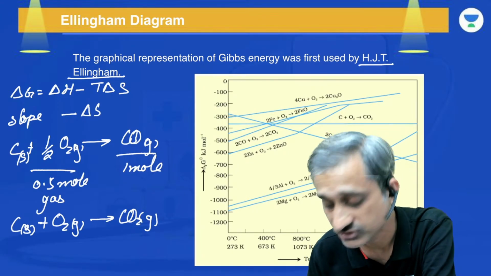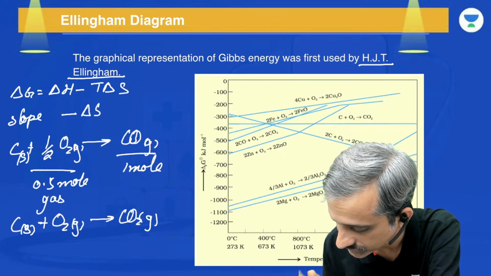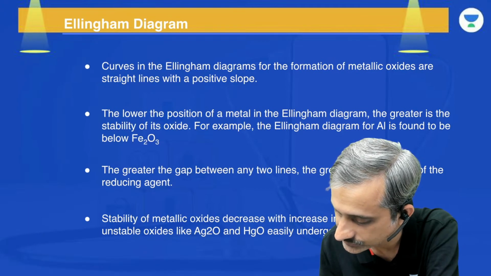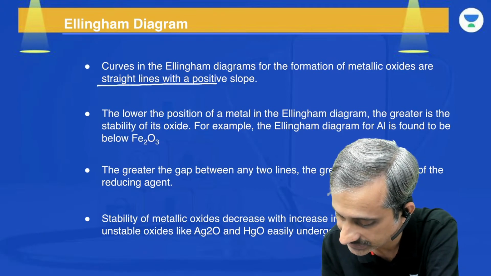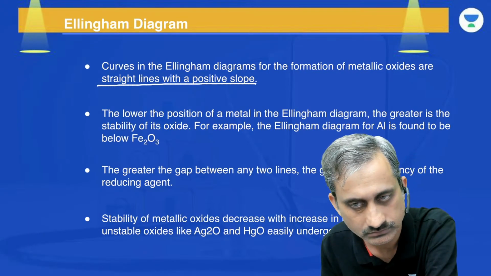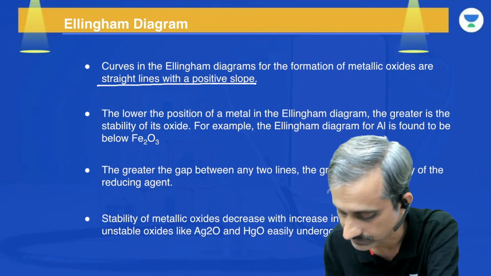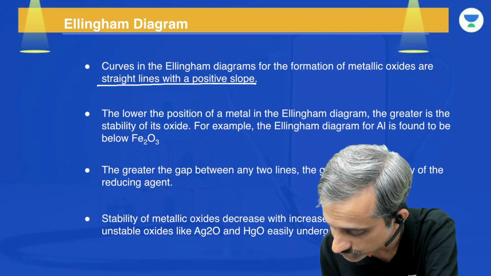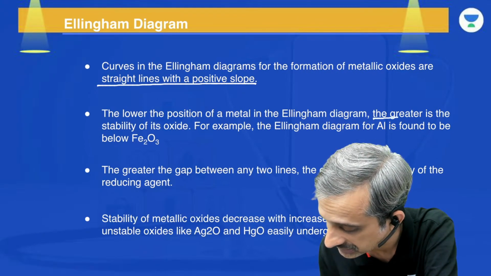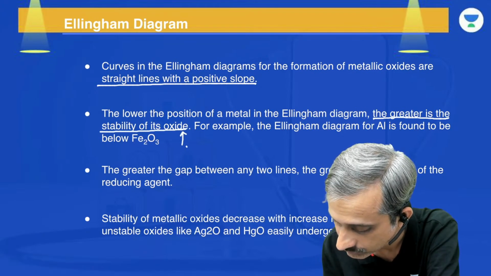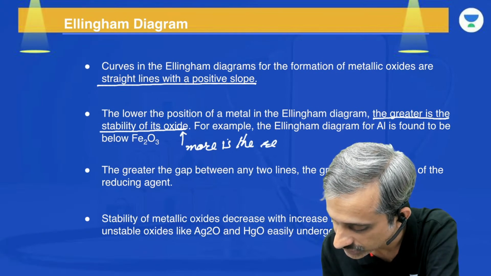it was used by H.J.T. Ellingham. Now, one thing you need to understand, here we have the curves in the Ellingham diagrams for the formation of metallic oxides are straight lines with positive slope because the metallic oxides, their stability decreases with increase in temperature. The lower the position of a metal in the Ellingham diagram, the greater is the stability of the oxide and more is the reducing power.